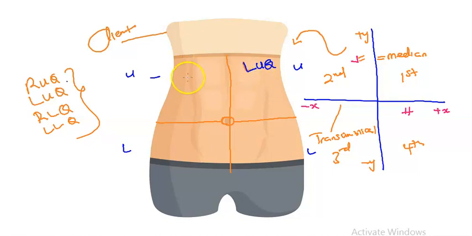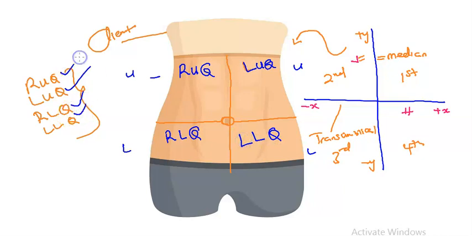And here, we're done with this. We're going to have what? Right upper quadrant. And here we're going to have right lower quadrant and left lower quadrant. We're done with everything here.